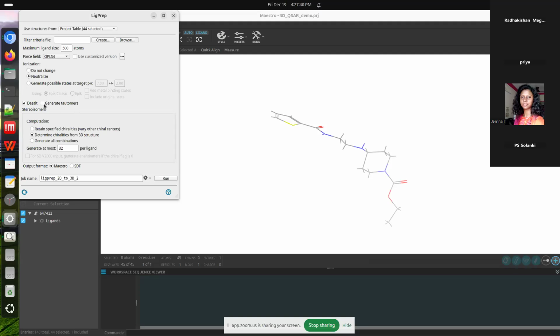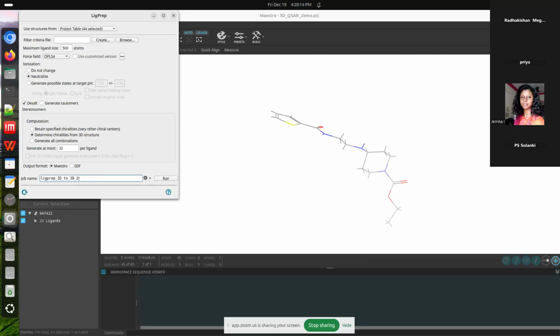So you just deselect the generate tautomers option and you have to select the determine chiralities from 3D structure so that you won't have any duplicates. If there are any tautomers or repetitions of one similar structure, it will neglect all those things and give you the single clean structure of one ligand. And you have to check in the Maestro output format, and then you can name this as any job name.